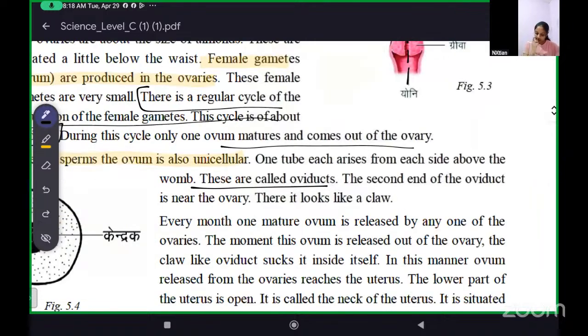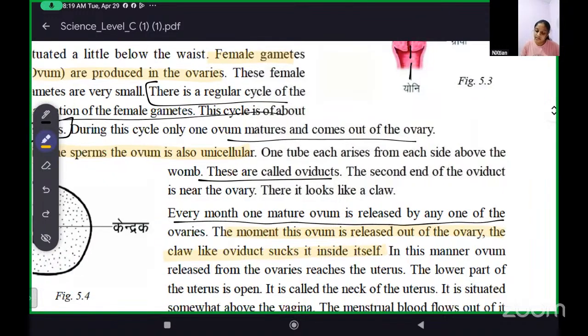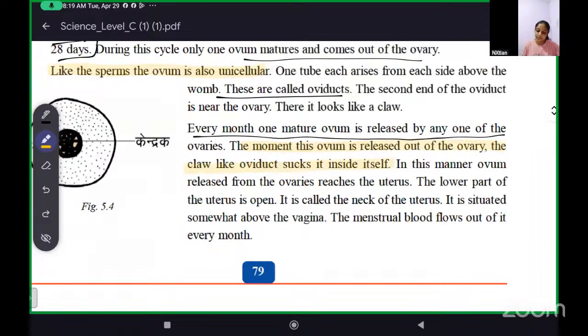Every month, one mature ovum is released by any one of the ovaries. The moment this ovum is released out of the ovary, the claw-like oviduct sucks it inside itself. In this manner, ovum released from the ovaries reaches the uterus.